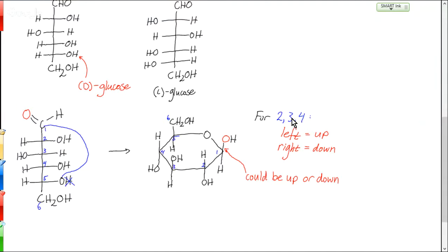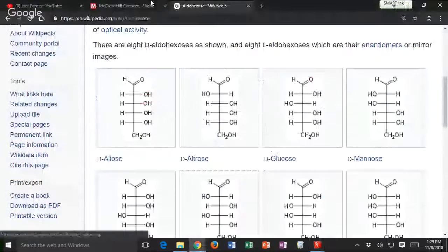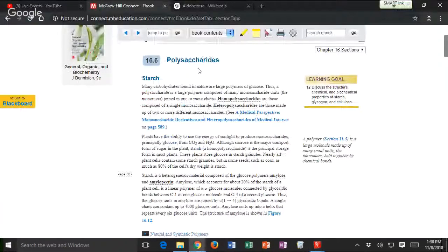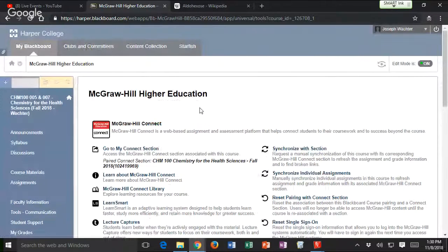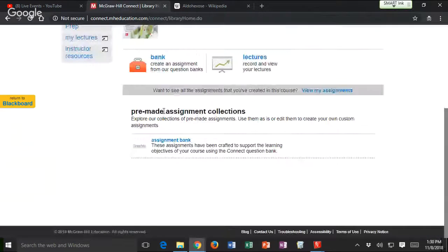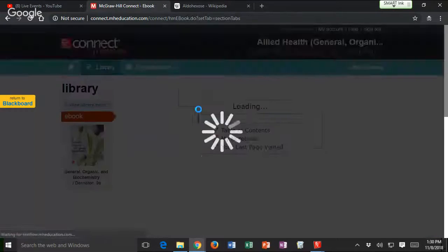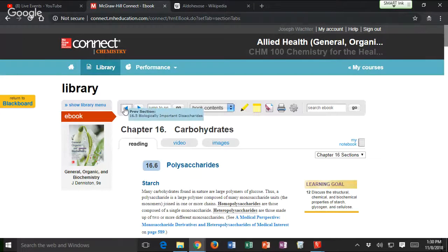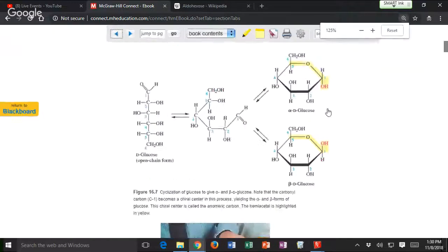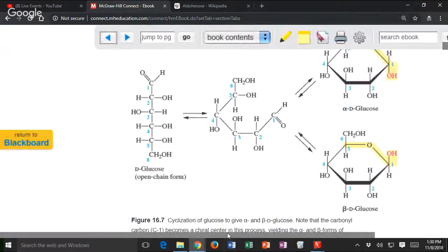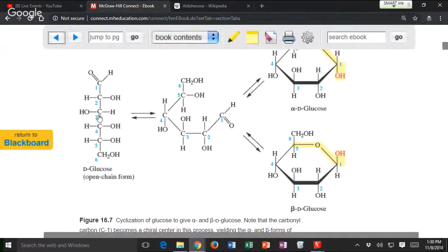Okay. So let me show you the picture in the book. They kind of do a good job of showing how it actually curls around on itself. Oh, I have to go back to load it up again here. Sorry. All right, so take a look at what they show here. So this is what we just did. We've got this open chain form.